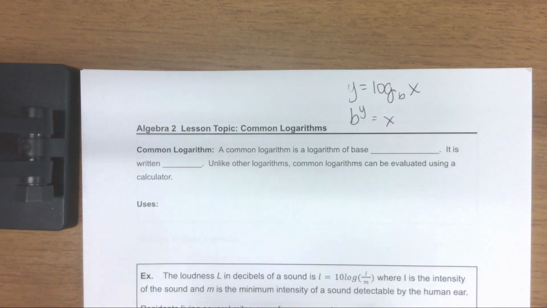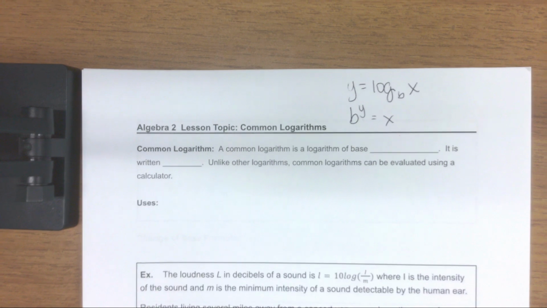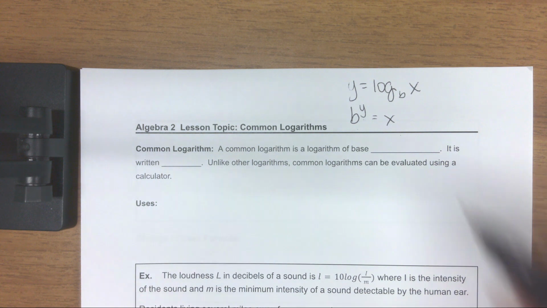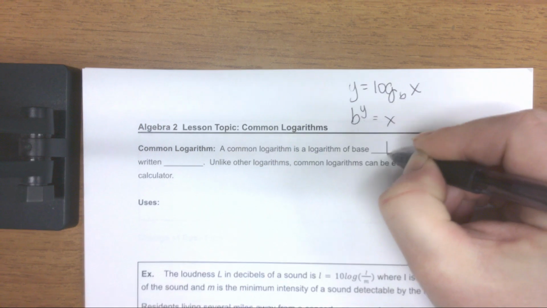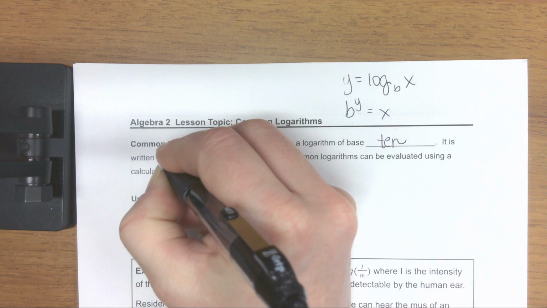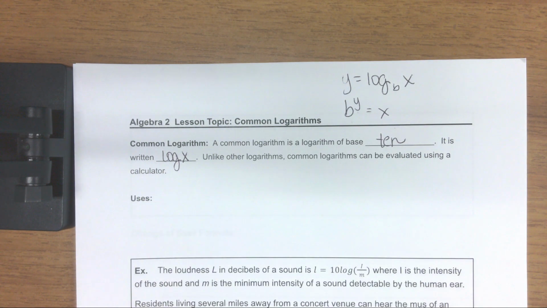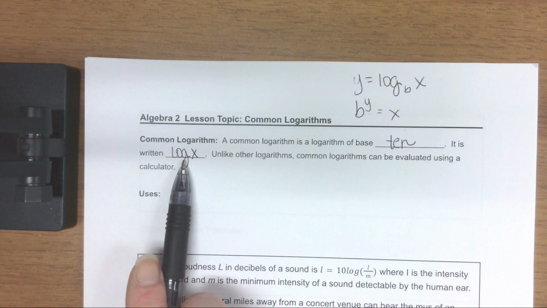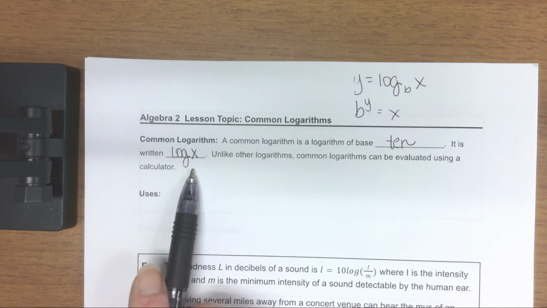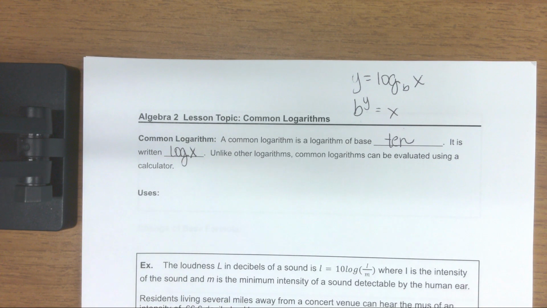Okay, so the one we're going to study for today and tomorrow is a common logarithm. A common logarithm is a logarithm of base 10. Okay, and it is written as just log of x. Do you notice that we don't write the 10 in there? If you would like to write the 10 in there, you may, but it's just kind of common knowledge that if I'm writing this logarithm, it is base 10.